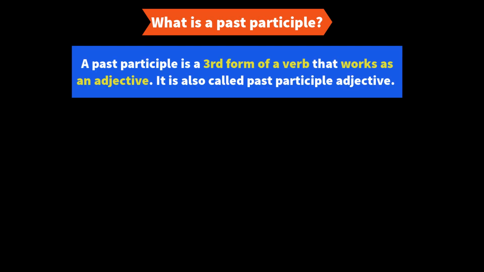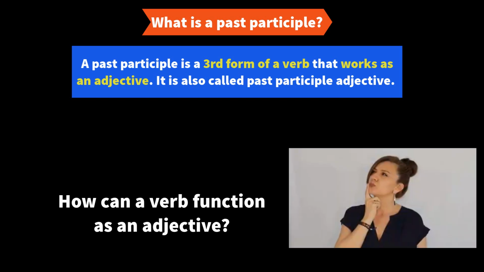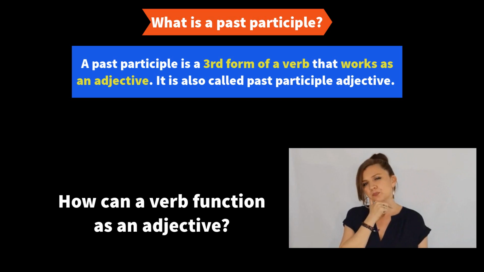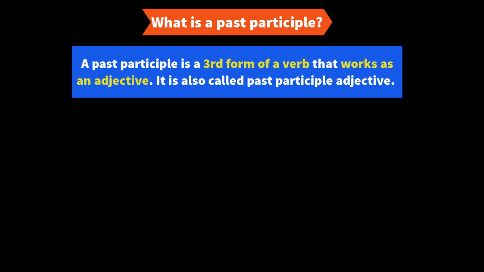Let's do it. So guys, let us first understand what is a past participle, or we also call it a past participle adjective. A past participle is nothing but a third form of a verb that works as an adjective. Please understand this. It's a third form of a verb that acts as an adjective in a sentence. Now, a lot of people have this question: how can a verb act as an adjective? Guys, don't go by the looks. A verb can work as an adjective. And how is it possible?